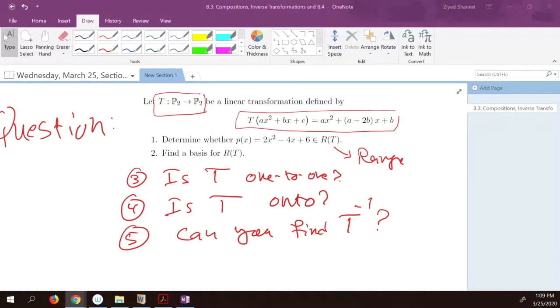So the first question, determine whether this polynomial belongs to the range or not. Guys, please write this linear transformation in front of you on a piece of paper, so when I scroll down you keep seeing it, because it's difficult for me to keep coming back and forth.